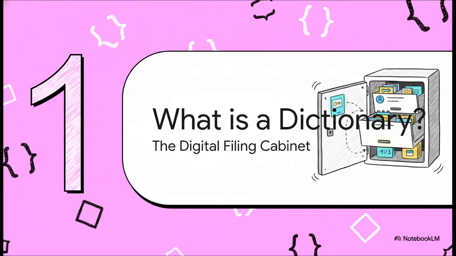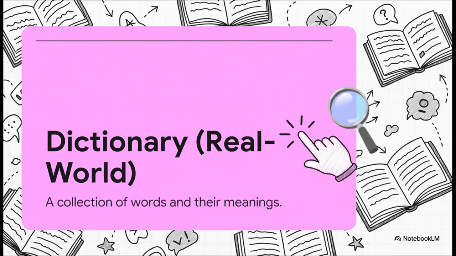All right, first things first, what in the world is a dictionary? Honestly, the best way to think about it is like a digital filing cabinet. It's just a perfect way to keep your data organized when everything has a specific label. Think about it, you already know exactly how a real-world dictionary works, right? It's just a big book of words and what they mean. You have a word, you look it up, and you get the definition.